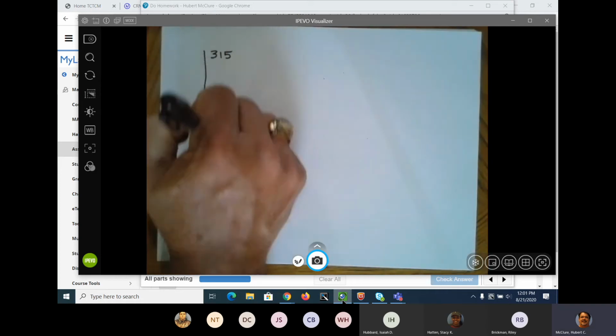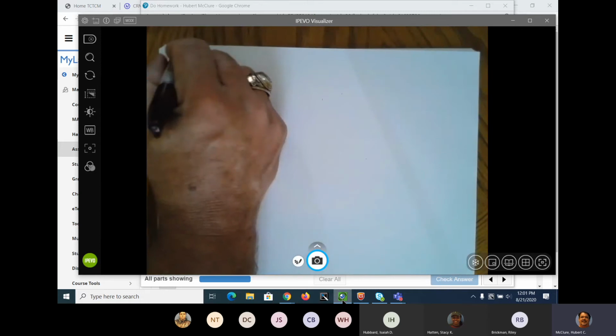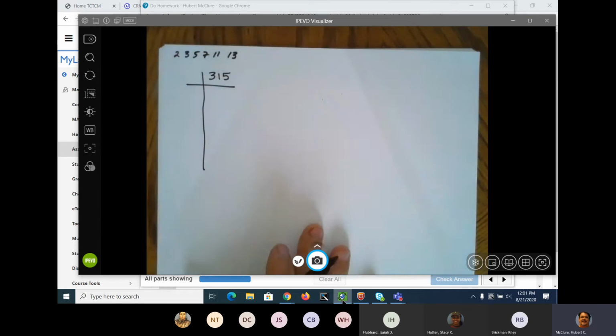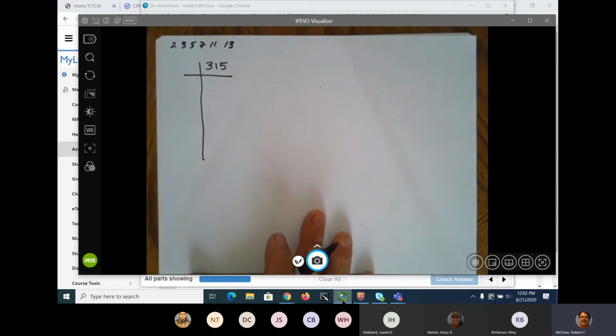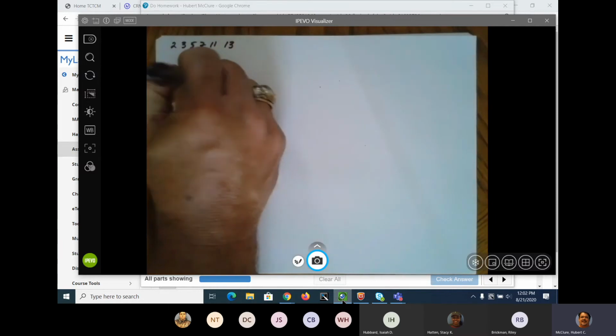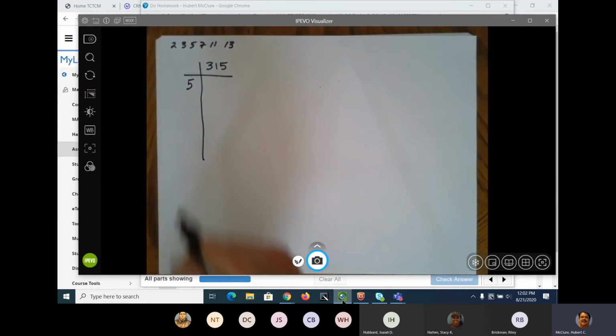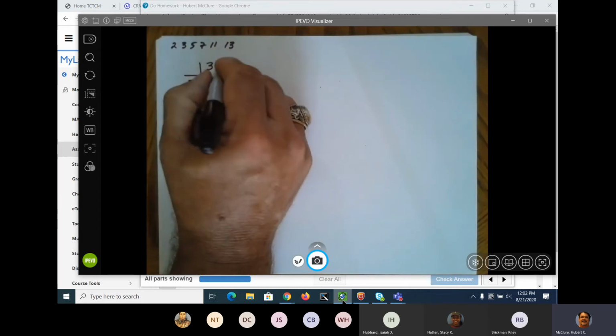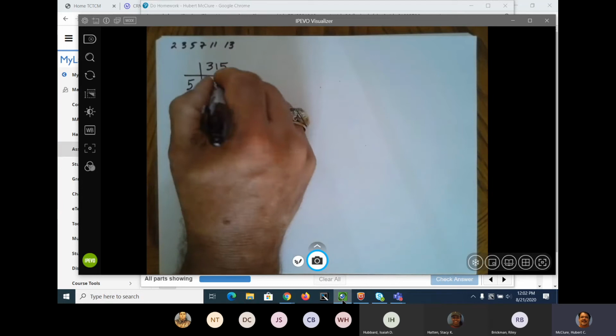And I draw my long table and I put 2, 3, 5, 7, 11, and sometimes 13. Now, what number do I automatically know without a shadow of a doubt, 5 seconds after I look at this number, will go into this number? 5, Hubert, because it ends in 5. Thank you, class. I appreciate y'all's interaction. So 5 will go into 315. 5 will go into 31 6 times. That leaves 1, 15. 5 will go into 15 3 times.